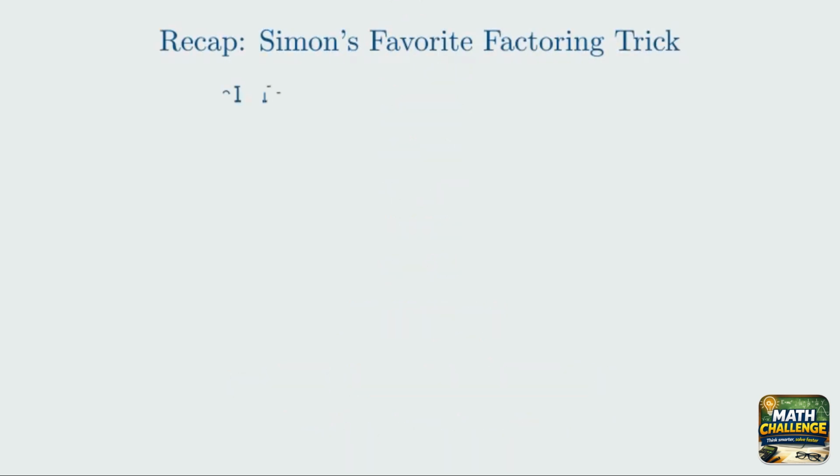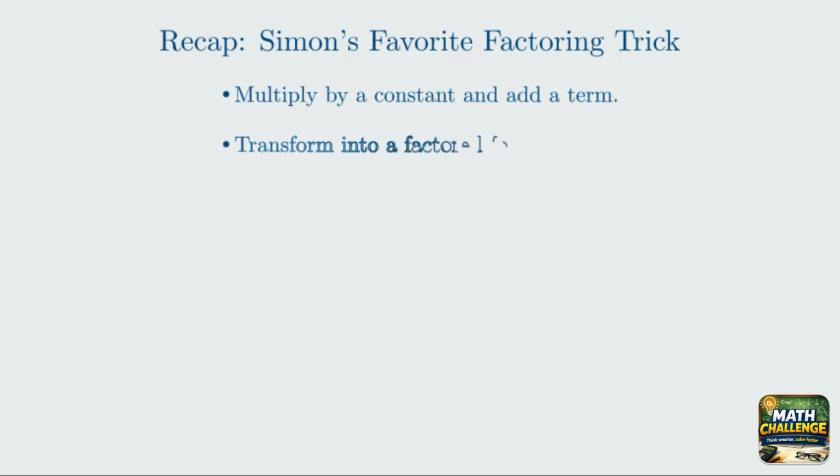Just to recap the main strategy, we used a clever trick of multiplying by a constant and adding a term to transform the original equation into a factored form. This made it possible to find all integer solutions. This technique is often called Simon's Favorite Factoring Trick, and it's a great tool to have in your mathematical arsenal.